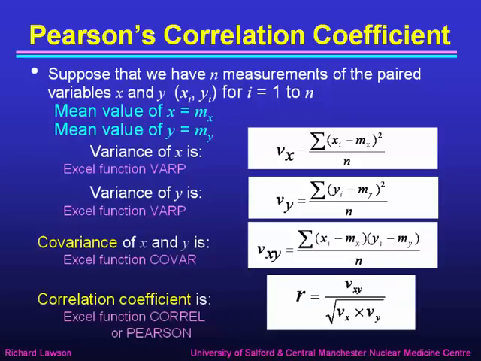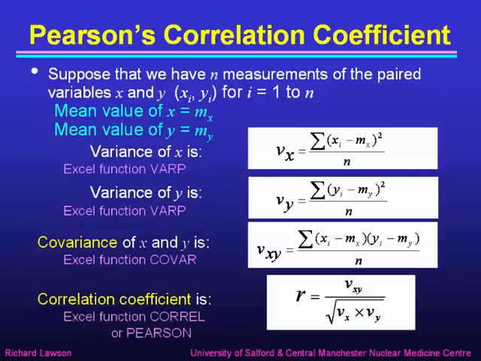What we're interested in is the correlation coefficient, which is given the letter r, and that's defined as vxy, that's the covariance, divided by the square root of vx times vy. That's another way of saying the geometric mean of vx and vy. The square root of vx times vy is the same thing as the geometric mean of vx and vy.